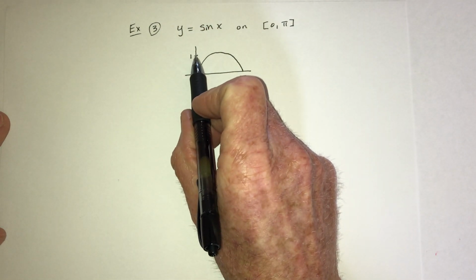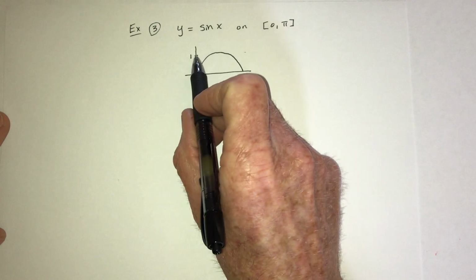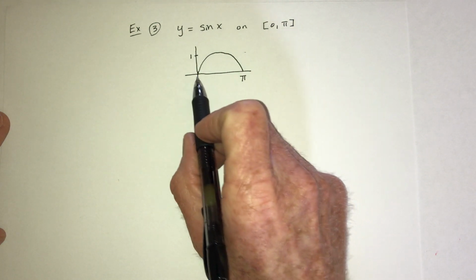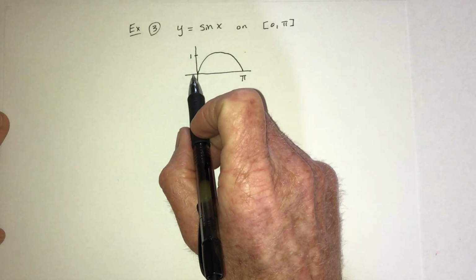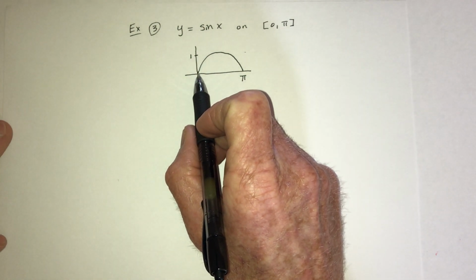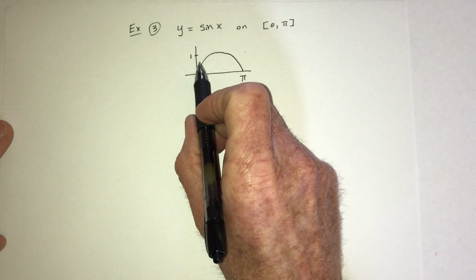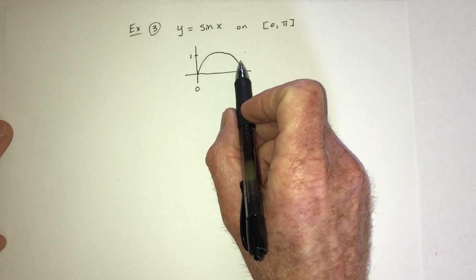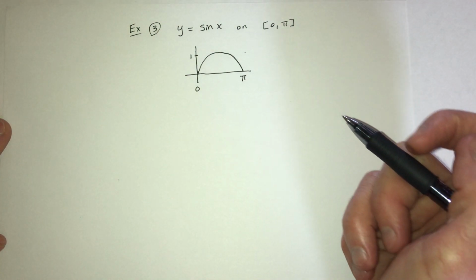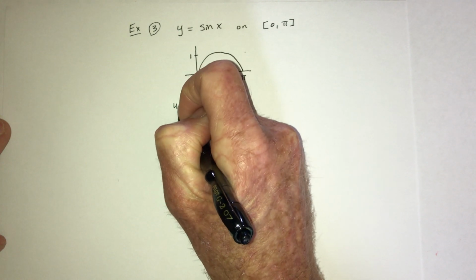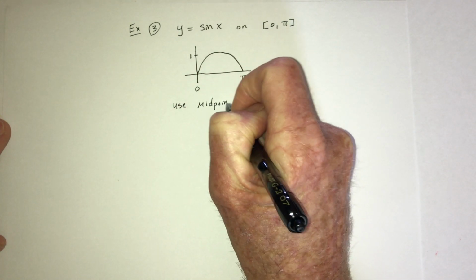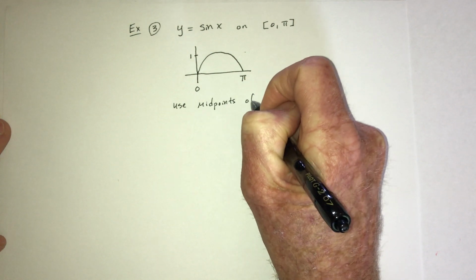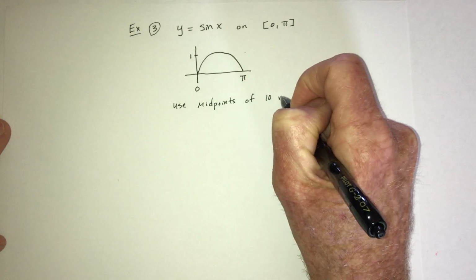So if you estimate it with one big rectangle, just make a line straight across and make a rectangle, it would have a base of pi and a height of 1. So 1 times pi, that would be pi, 3.14. But of course it doesn't have this area, so it's got to be smaller than pi. Maybe it's 2 point something. So use midpoints of 10 rectangles.